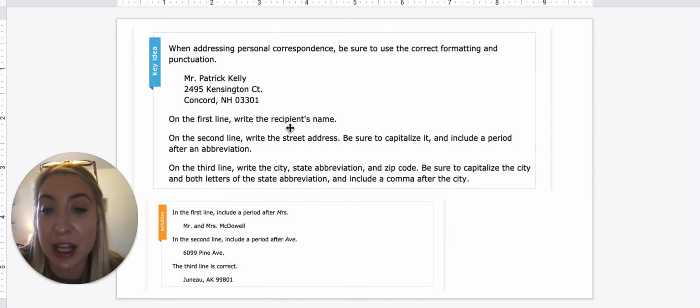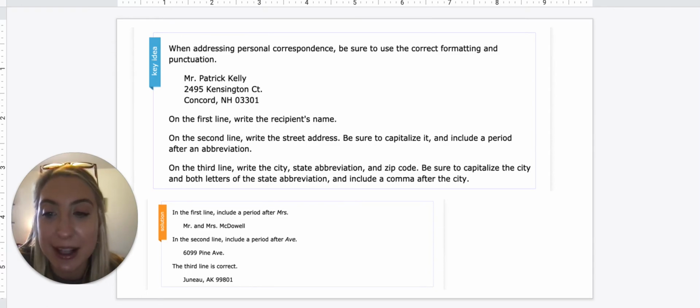So on the first line, we write the person's name who's receiving the letter. On the second line, we write the street address. That has the street number, the house number, and then the street they live on. Be sure to capitalize it and include a period after an abbreviation, so that's the CT period. On the third line, write the city, state abbreviation, and zip code. Be sure to capitalize the city and both letters of the state abbreviation and include a comma after the city.